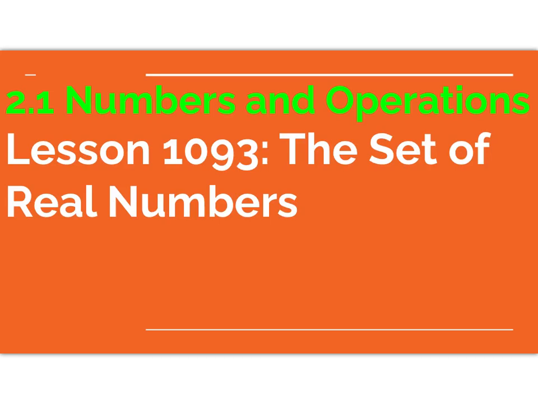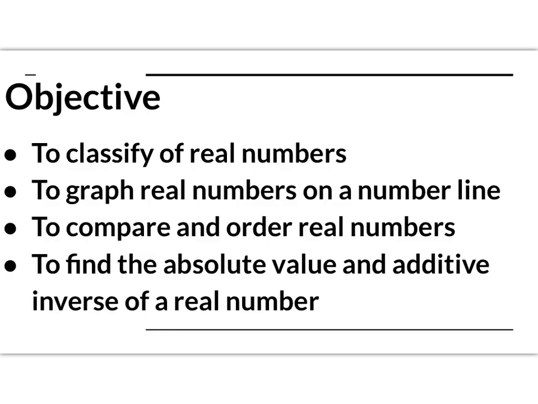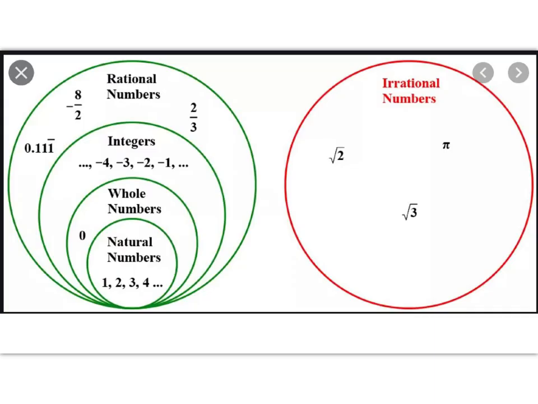Okay, welcome to lesson 93, the set of real numbers. You can read the objective and the vocabulary, and again, this is the same thing. This is our second set of lessons dealing with real numbers. Real numbers include rational and irrational numbers.